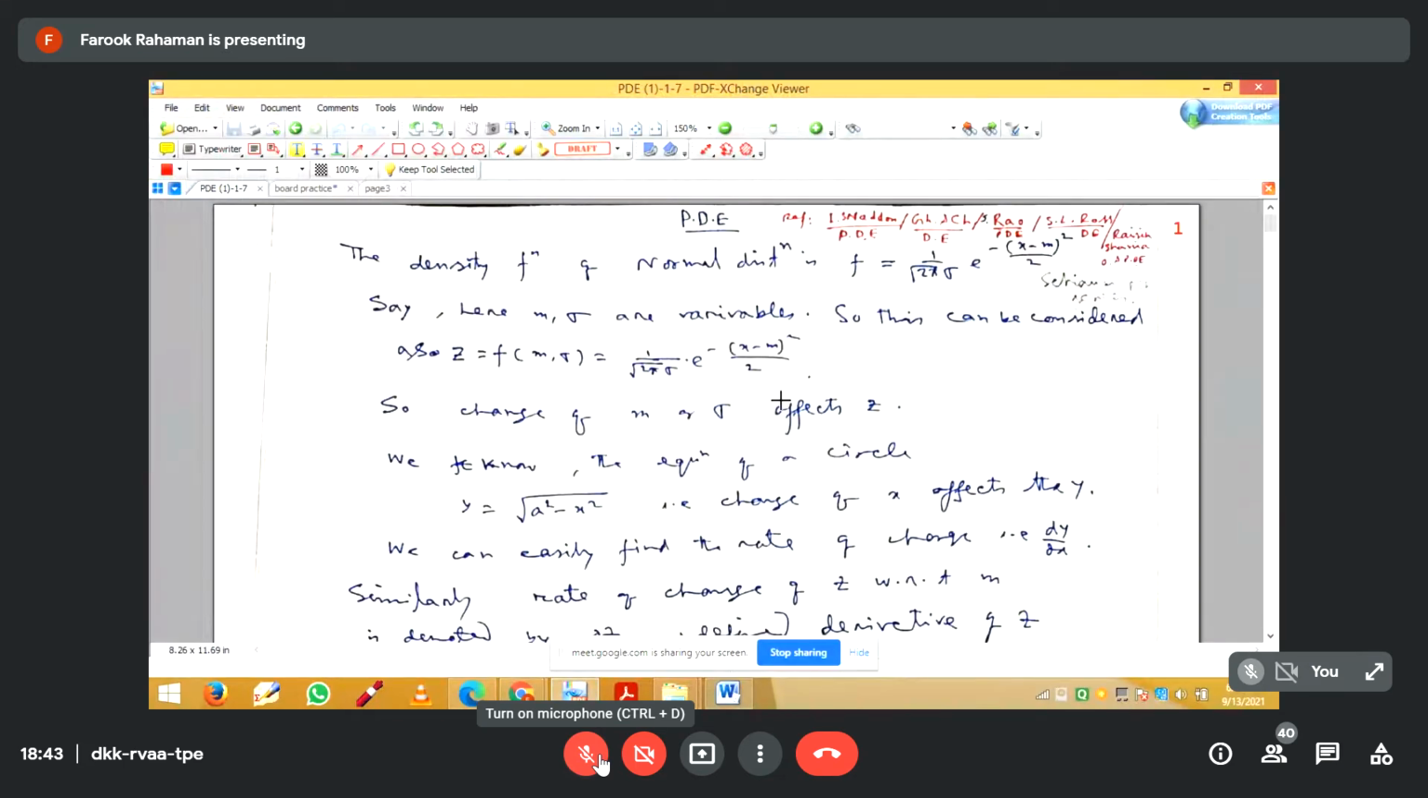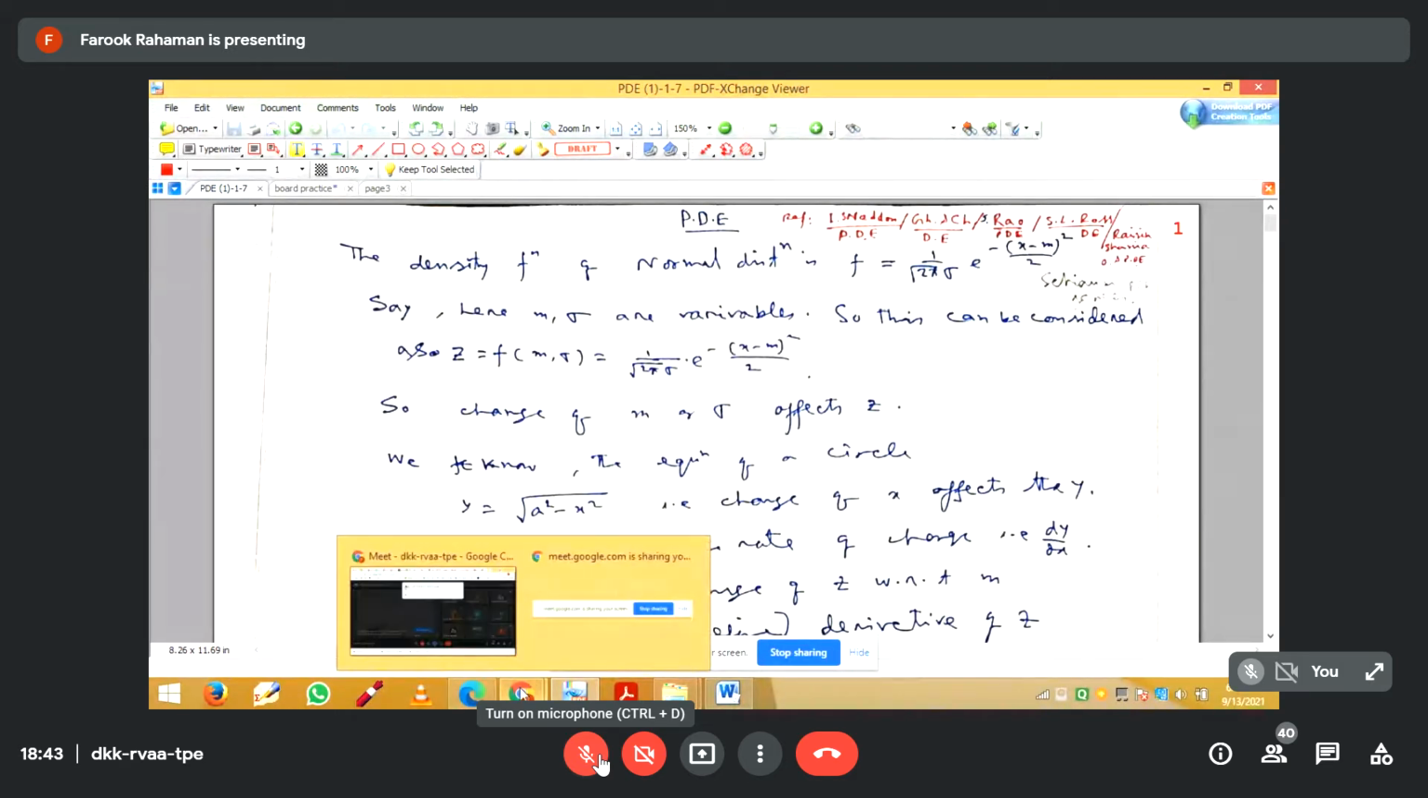Actually, my topic is partial differential equation, and the other part, ordinary differential equation, will be taken by SD madam, Swapna madam. The other part, I think, has already been studied by some other people, advanced linear algebra. I think one class already started. Now I start with partial differential equation.